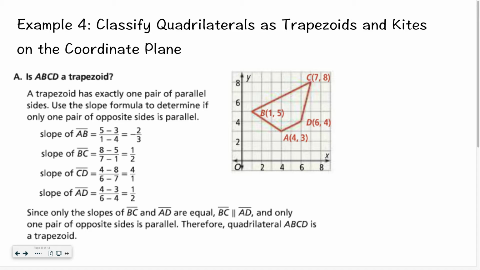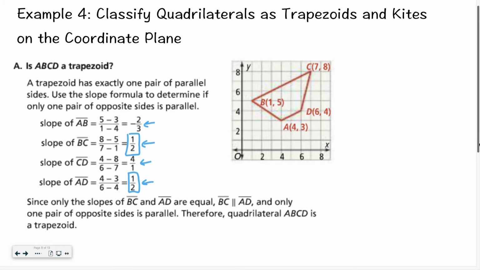So they found the slope of AB was negative 2/3, BC was 1/2, CD was 4, and AD was 1/2. So if you notice, we have two sides that are parallel to each other. And since we have one set of parallel sides, that means that this is a trapezoid. That is all you have to do to check for a trapezoid.